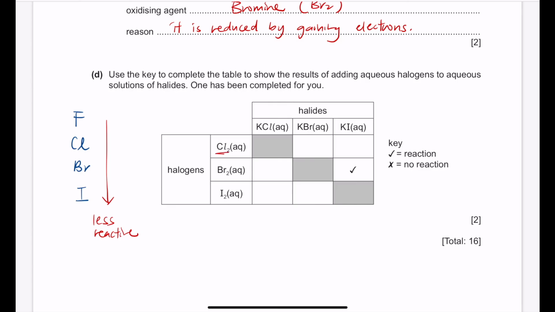Can Cl displace Br? Cl is more reactive than both Br and I. So Cl can displace both, therefore there is a reaction. Br is less reactive than Cl, no reaction. Iodine is less reactive than Cl and Br, so no reaction.